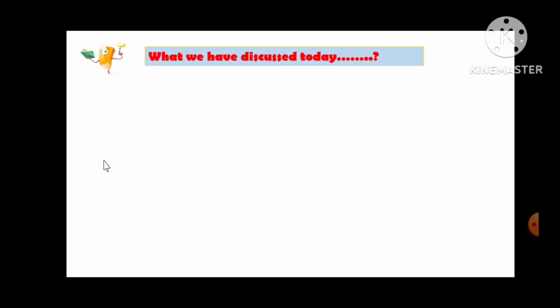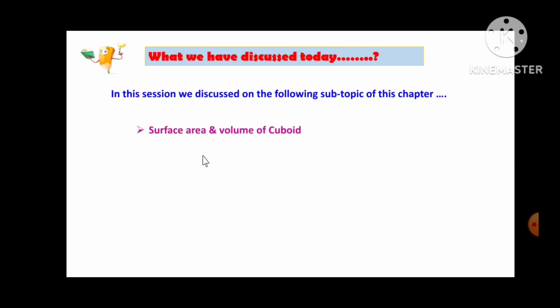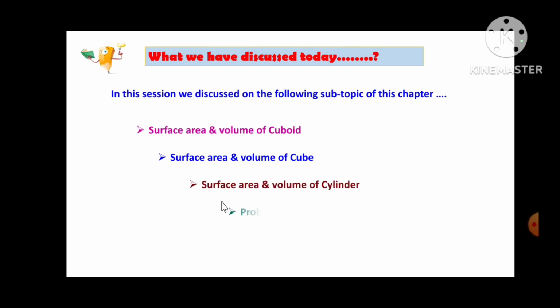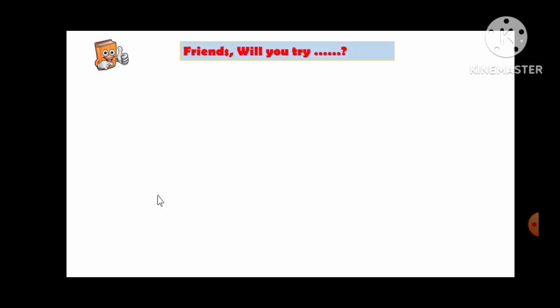Friends, what have we discussed today? In this session, we discussed the following subtopics of this chapter: surface area and volume of a cuboid, surface area and volume of a cube, surface area and volume of a cylinder, and the problems from practice set 9.1. Friends, will you try these problems?